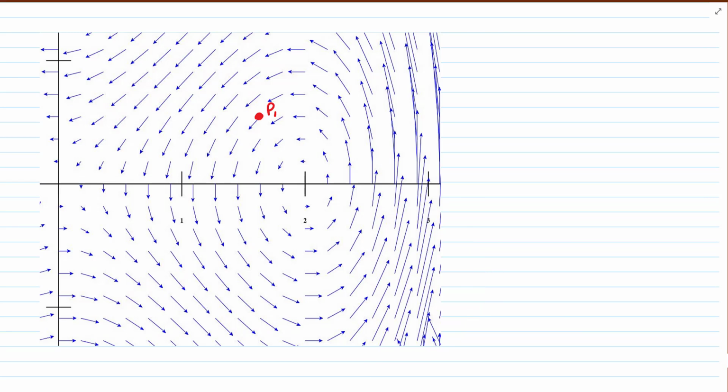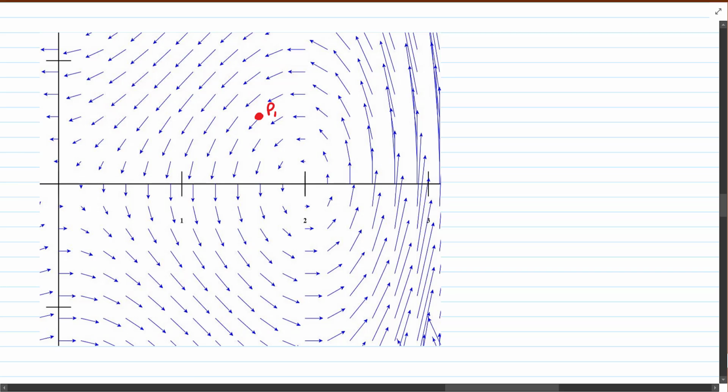Nonetheless, let's get back to trying to compute the curl at P1. As a reminder, what was the curl? Well, the curl was found by taking the partial derivative of the y component function with respect to the variable x, minus the partial derivative of the x component function with respect to the variable y. Again, that was for some vector field that had the component functions f and g.